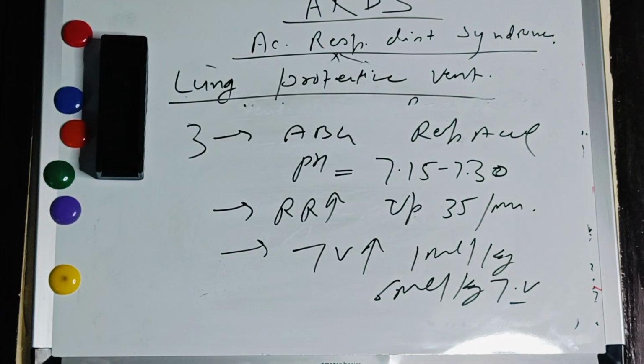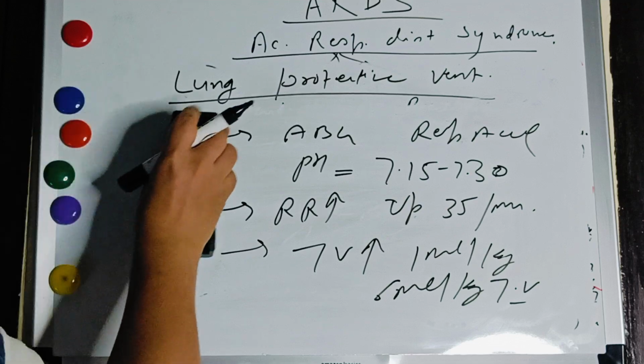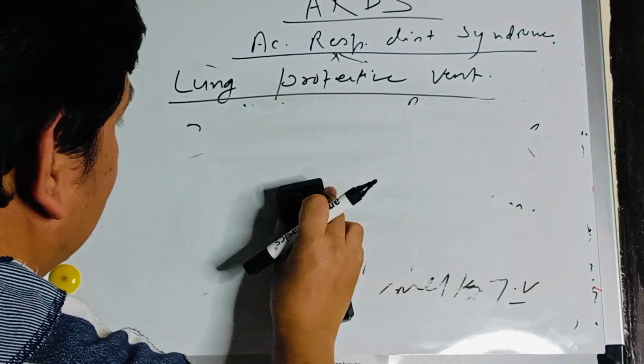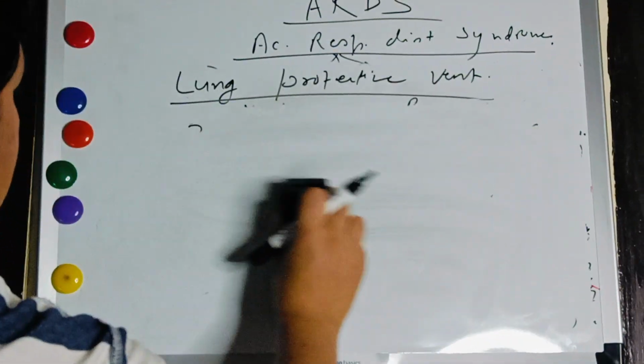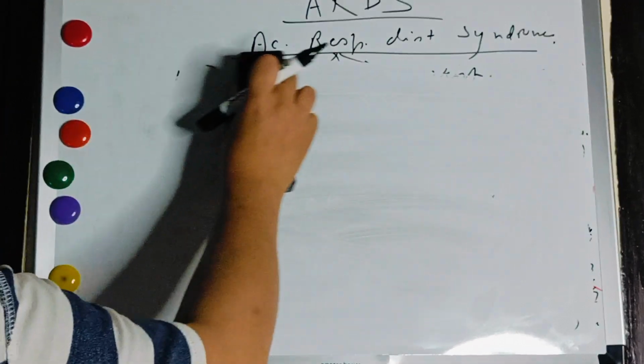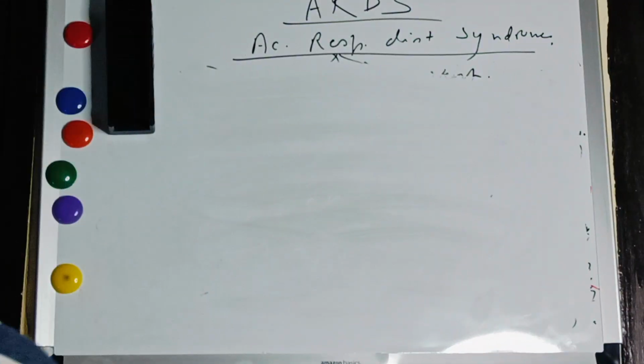So the optimal goal, as I earlier mentioned: tidal volume 6 ml per kg, plateau pressure less than 30, SpO2 88 to 95%, pH 7.35 to 7.45, and PaO2 above 60. This is a lung protective ventilation setting.